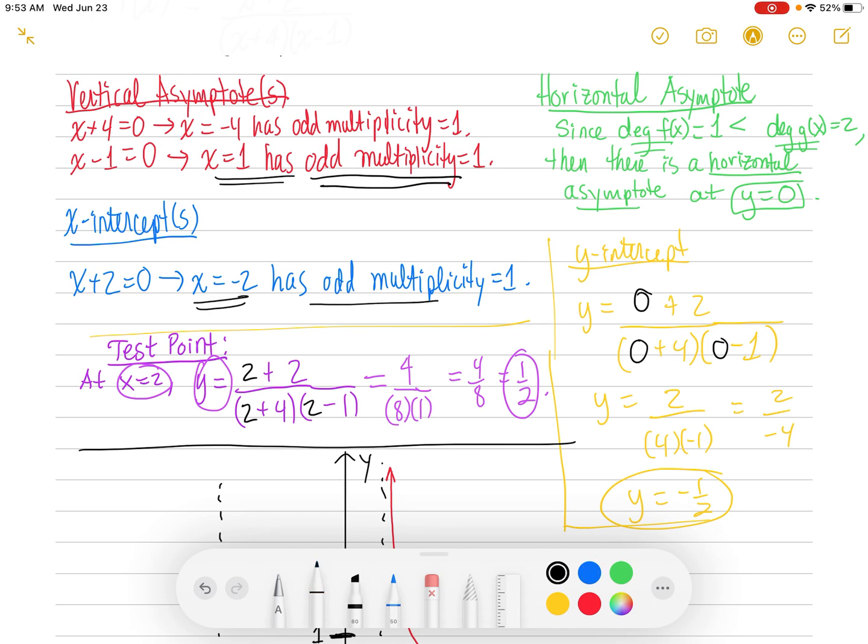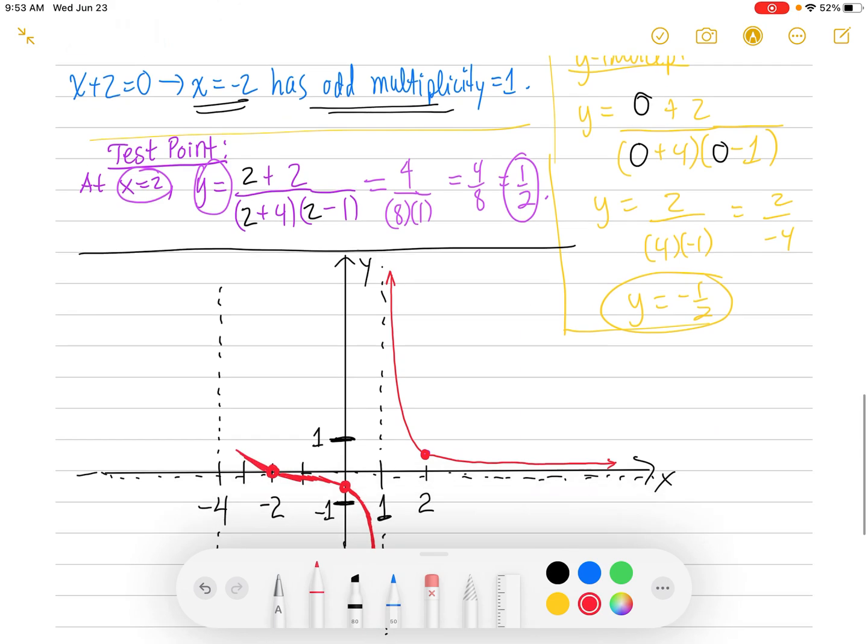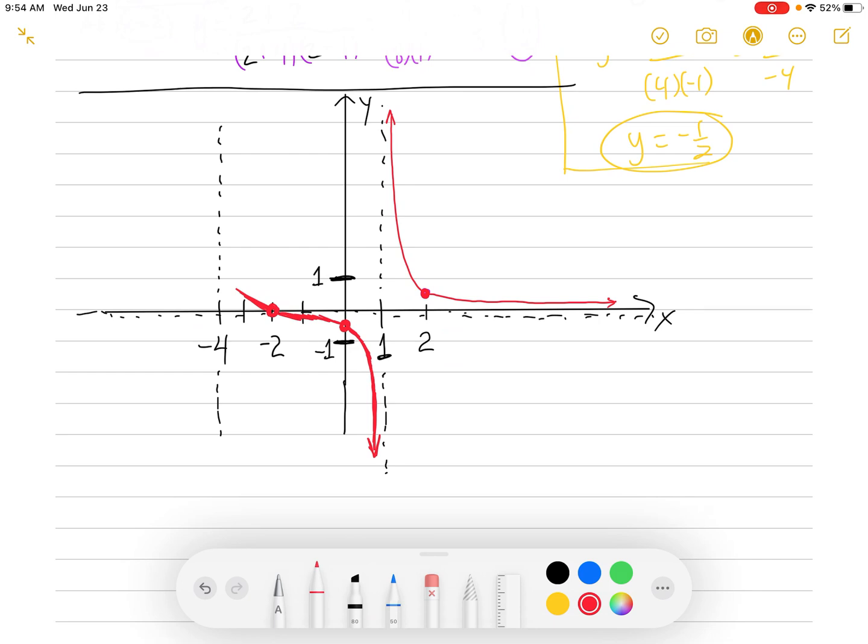Now what happens at the x-intercept of -2? Well, let's pay attention. The x-intercept of -2 has an odd multiplicity. What does that mean? That means our graph is going to cross. Not kiss it, but cross. So we're going to cross. We're going to go across here. At -2, we're not going to kiss it.